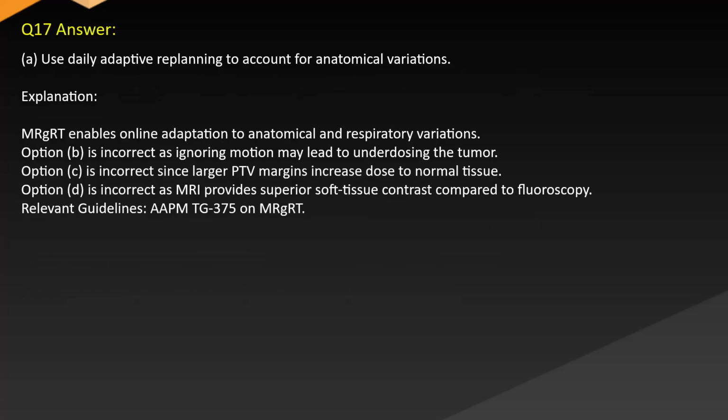Answer: A. Use daily adaptive replanning to account for anatomical variations. Explanation: MRI-guided RT enables online adaptation to anatomical and respiratory variations. Option B is incorrect, as ignoring motion may lead to underdosing the tumor. Option C is incorrect since larger PTV margins increase dose to normal tissue. Option D is incorrect as MRI provides superior soft tissue contrast compared to fluoroscopy. Relevant guidelines: Upper GI.